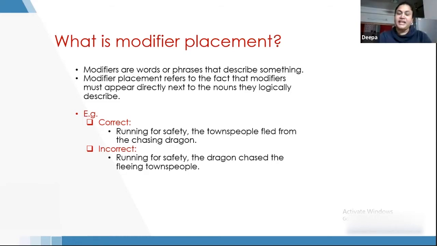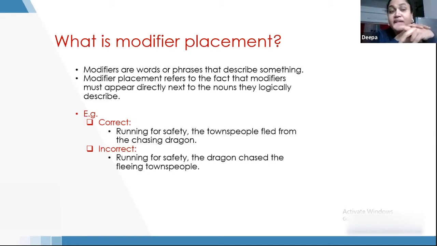See, when we have a phrase like this, running for safety, we need to understand who is running from whom, right? So it can be apparently understood that we would be more concerned about the townspeople than the dragon. So this is a phrase after which, once it is completed, we have to start with the noun that we want to modify. Looking at the sentence, we understand that we're not talking about the dragon running for safety, but actually about the townspeople who fled the chasing dragon.